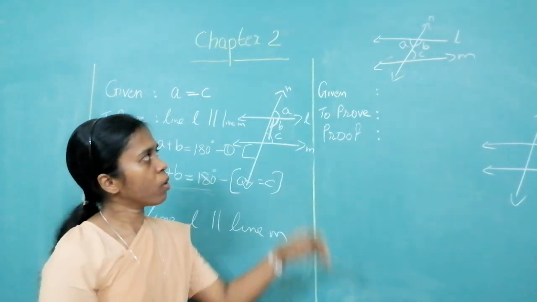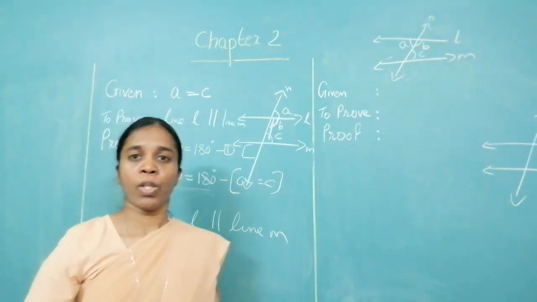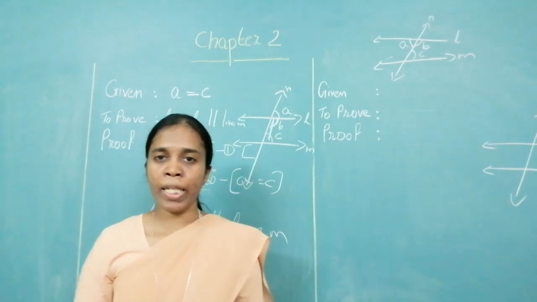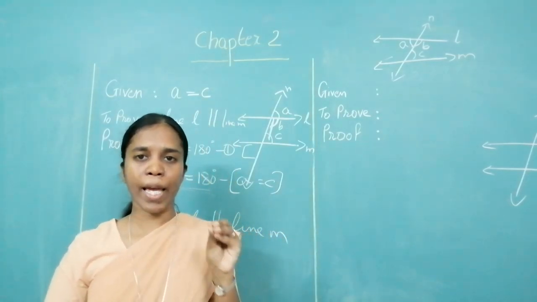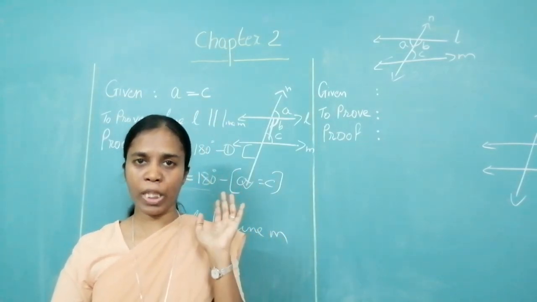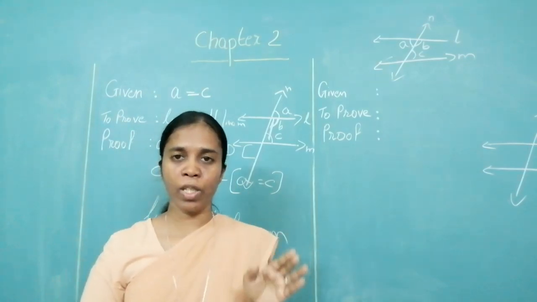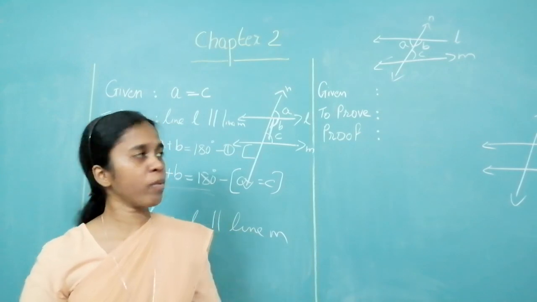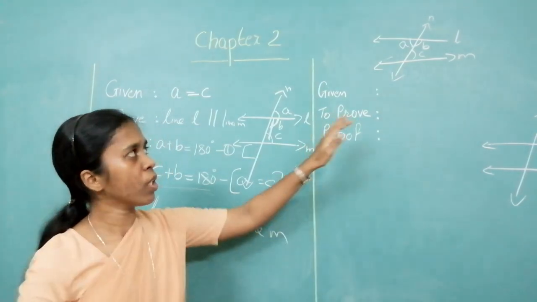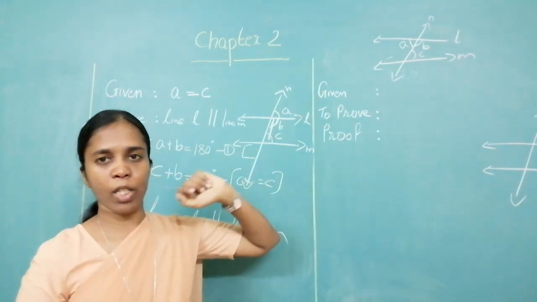Now again you see, okay, what is given to me now? What is the statement? You are told that a pair of alternate angles are congruent. So what do you have to show? You have to show that the lines are parallel. You have to show that L is parallel to M.